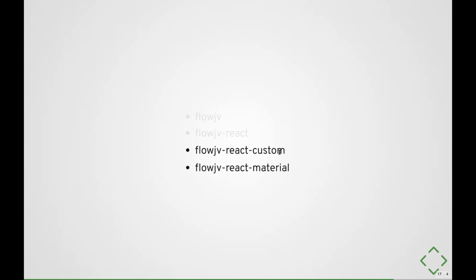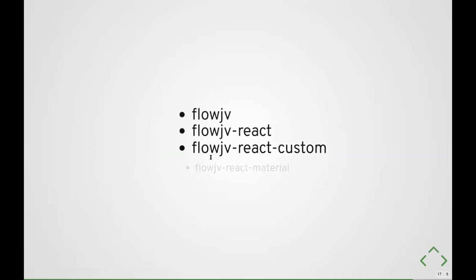So with the demo, we are going to use these three packages. Basically, it's like peer dependencies. FlowJV is the core, and FlowJV React depends on FlowJV. So FlowJV React has this peer dependency of FlowJV. In the same way, FlowJV React custom is just a configuration created, which has this peer dependency of FlowJV React. So with that said, let me start the demo.